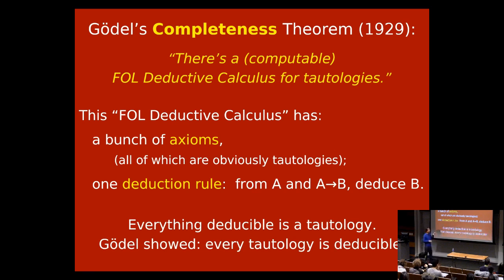So good. It's easy to show that in this deductive calculus, which I didn't write down, but I could have if I wanted, everything that's deducible is a tautology. That's kind of by design. You just set it up so that the initial objects are all obviously tautologies, and the deduction rule preserves tautologies. And the tough thing that Gödel showed is that every tautology is deducible. So you can get every tautology just by mechanically applying these deduction rules.